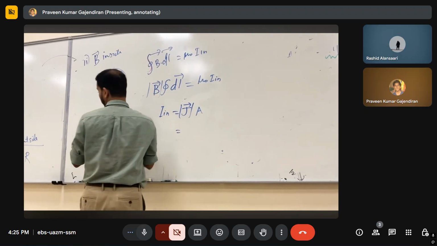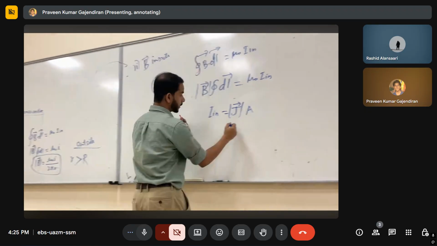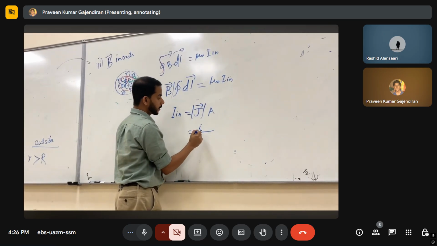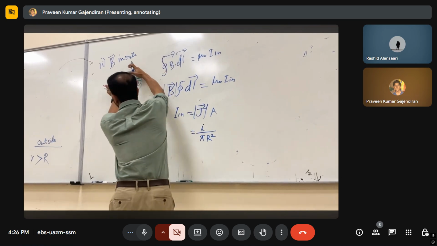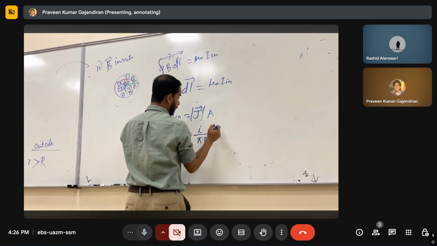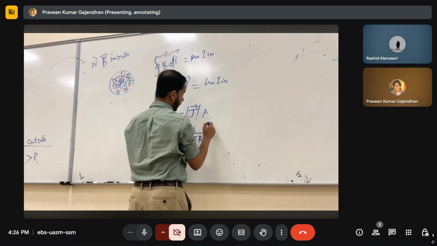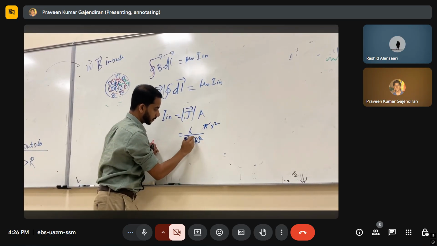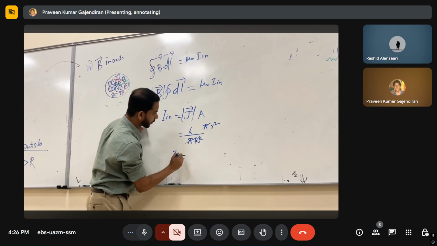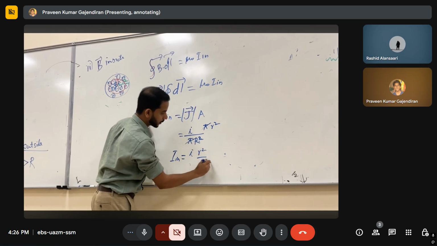What is J basically for the whole current? That's the current density, right? I over what is A? Pi capital R squared, right? J we are talking about is the whole current density. And what is the area we are talking about? This one, the small one, pi small r squared. So the current enclosed will be I times r squared over capital R squared.